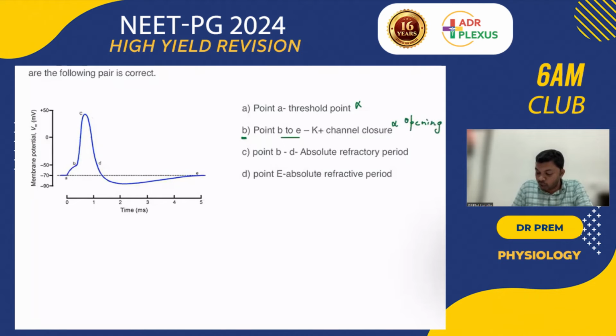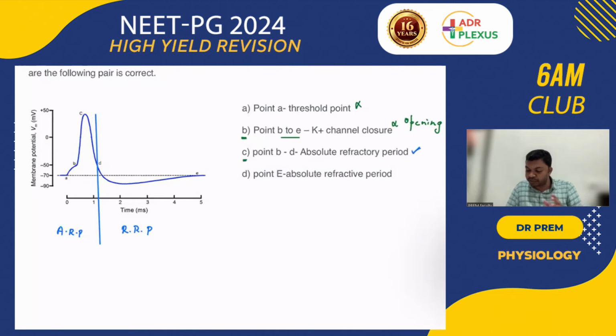All right. And option C, from point B all the way to point D. From point B all the way to point D, this is absolute refractory period. Yes, guys. This point is going to be absolute refractory period, isn't it? So this is absolute refractory period, and the later point is going to be relative refractory period. So for this question, if the options are interchanged, option C seems to be the right answer.